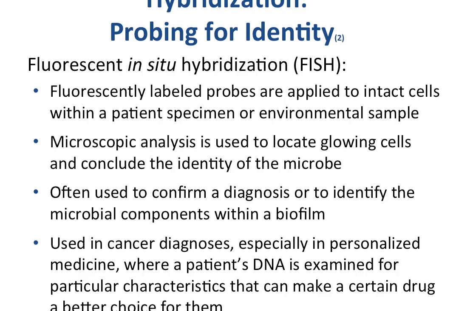Another hybridization technique is fluorescent in situ hybridization, called FISH. The advantage of this technique is that we can use it to detect intact cells. So we don't have to prepare the cells or lyse the cells. We just fix the cells, and then we can incubate the cells with the probe.